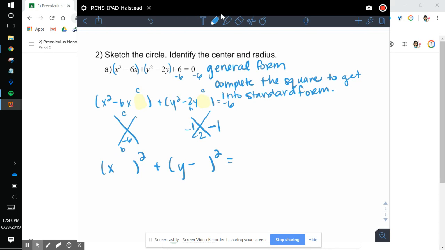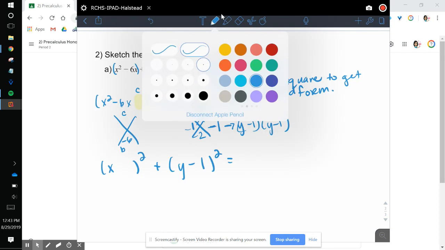To get my c value, I multiply these. So negative 1 times negative 1 is 1. So I'm adding 1 to make a perfect square trinomial. What does y squared minus 2y plus 1 factor to? That factors to y minus 1 times y minus 1, which is y minus 1 squared. When I add in this plus 1 right here, I have to make sure I add it to the other side.